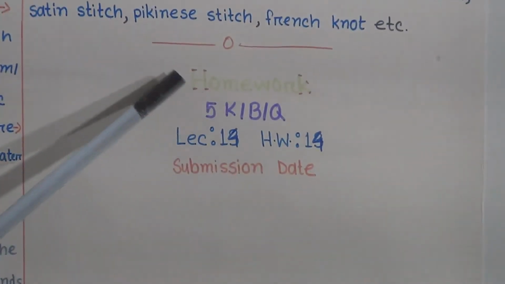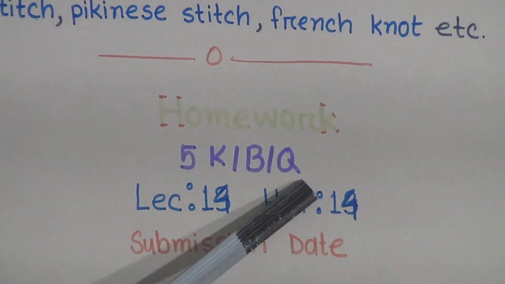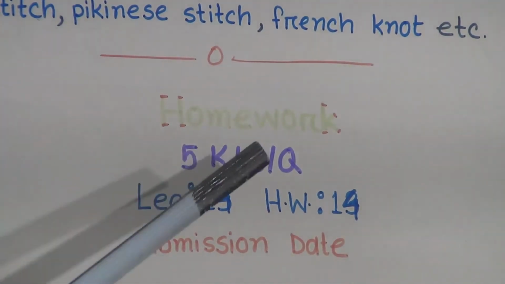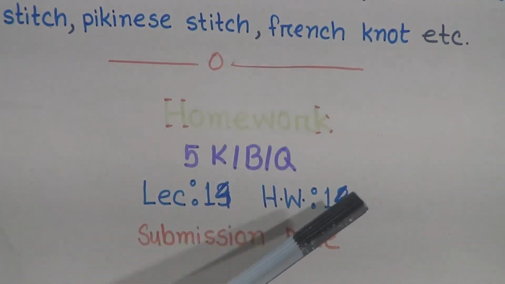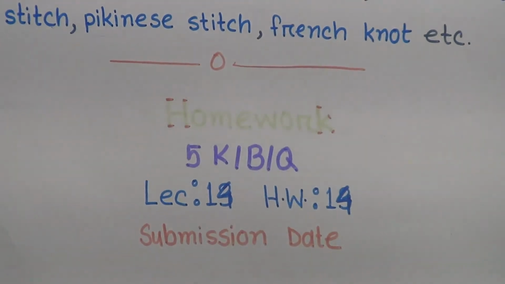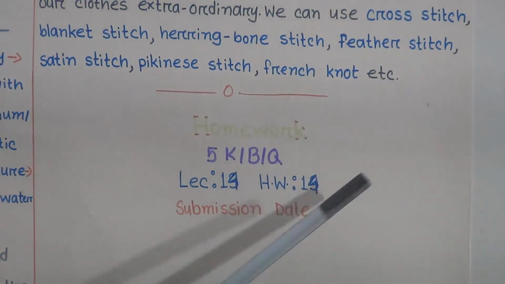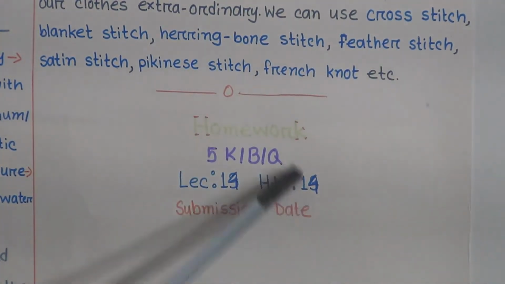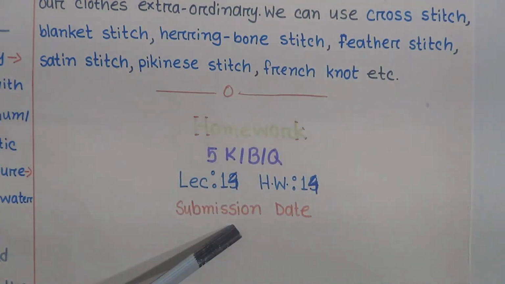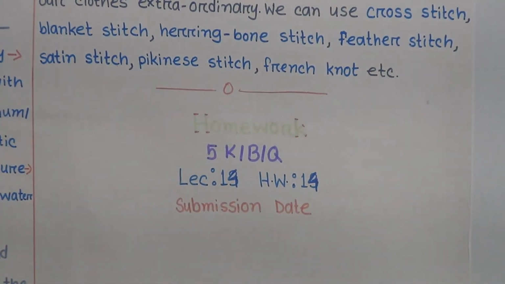Now it's time to provide your homework. Your homework will be 5 knowledge-based questions. Students, please do 5 knowledge-based questions from chapter 13 and don't forget to write the lecture number and homework number with submission date. Our lecture number is 14 and homework number is also 14. I'm repeating, our lecture number and homework number both are 14 and the submission date will be the date of Sunday, because every Sunday you have to submit your SW copies.